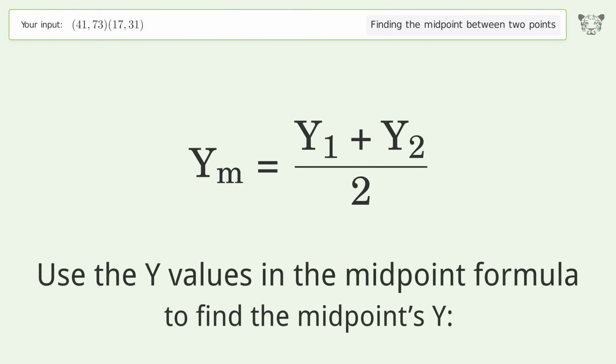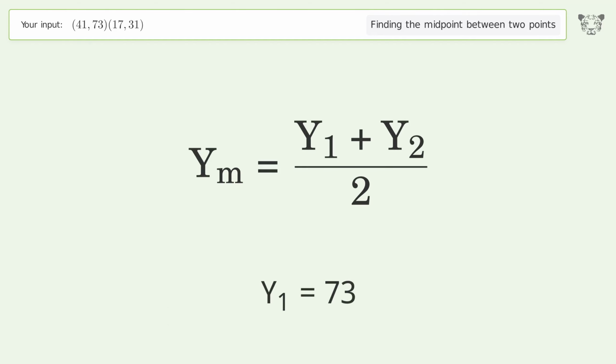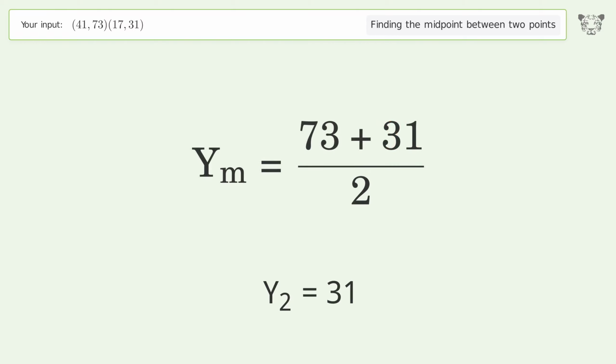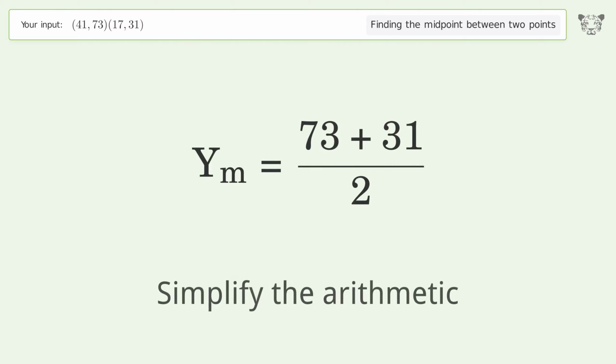Use the y values in the midpoint formula to find the midpoint's y. y1 equals 73. y2 equals 31. Simplify the arithmetic.